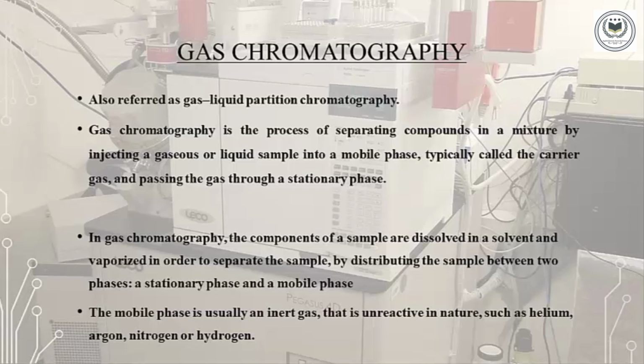In gas chromatography, the components of a sample are dissolved in a solvent and vaporized in order to separate the sample. By distributing the sample between two phases, a stationary phase and a mobile phase. The mobile phase is usually an inert gas that is unreactive in nature, such as helium, argon, nitrogen or hydrogen.